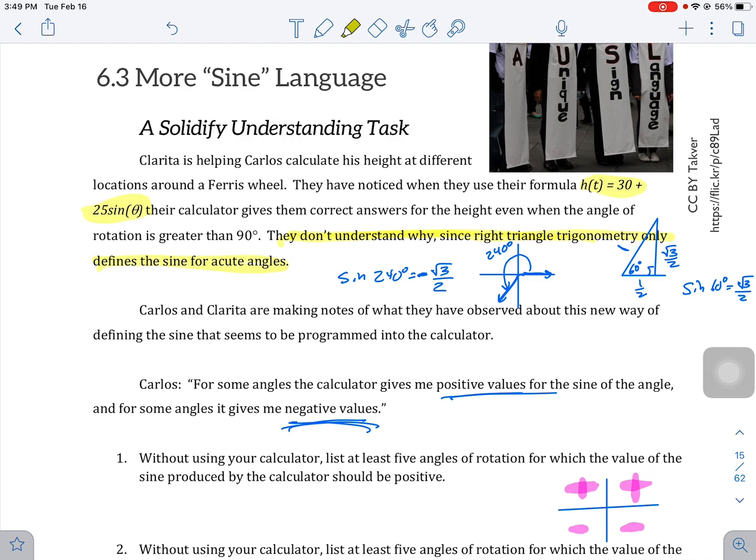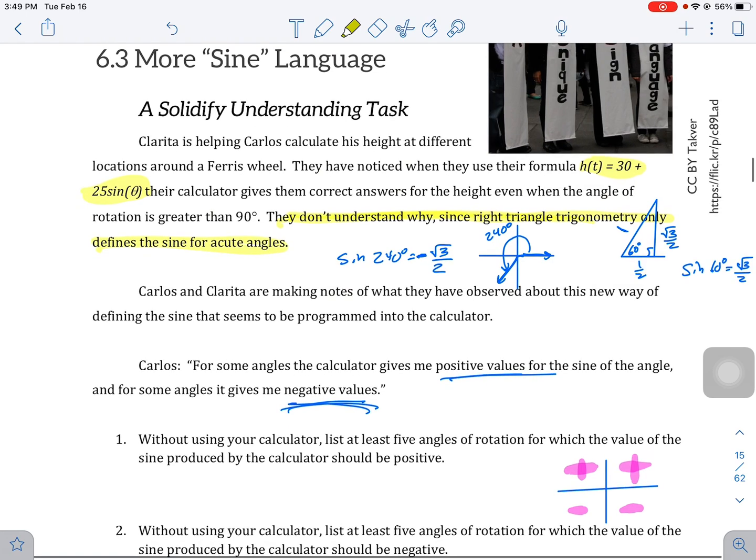Welcome. We're going to do task 6.3 and we're going to try and expand the definition of trig functions beyond the right triangles here. All right.